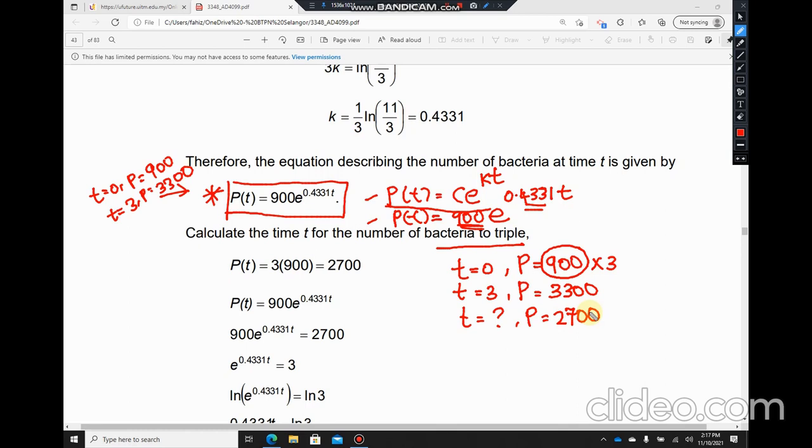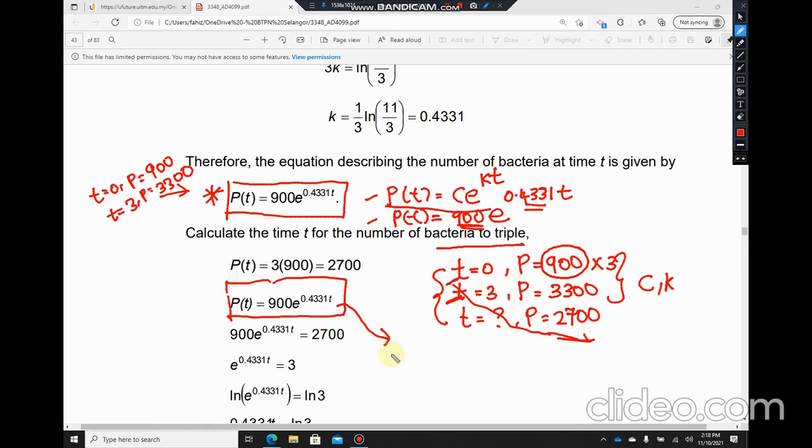Dia jadi triple, maknanya dia tak inform kat sini nilai triple tu, tapi awak boleh dapat daripada initial value. Initial dia kata 900. So kalau triple maksudnya 2700 kat sini. Okay, so from these three information, yang daripada dua ni awak akan dapatkan nilai. Awak dah dapat lihat tadi nilai C dengan K. So since your equation now dia jadi macam ni kan, P T equals to 900 E 0.4331 T. Okay, so tak ada masalah, kita just guna solution general equation yang kita dah ada.